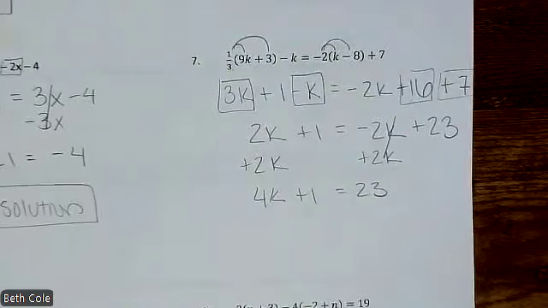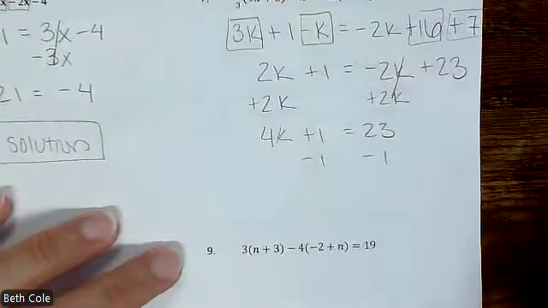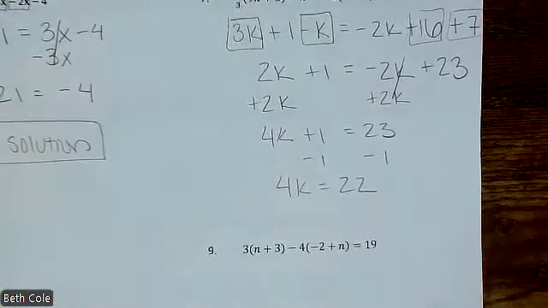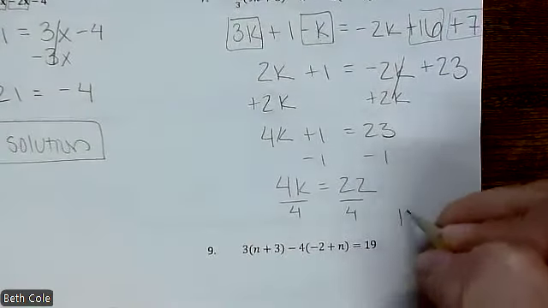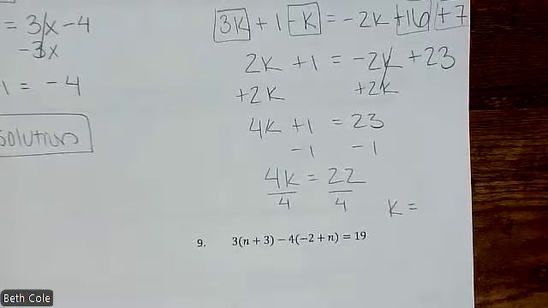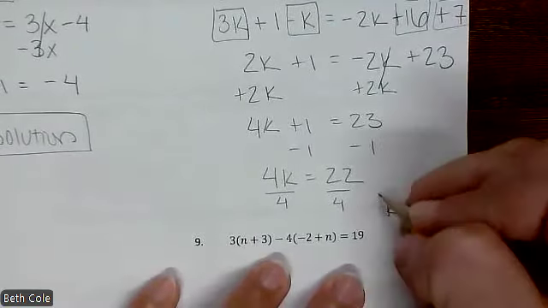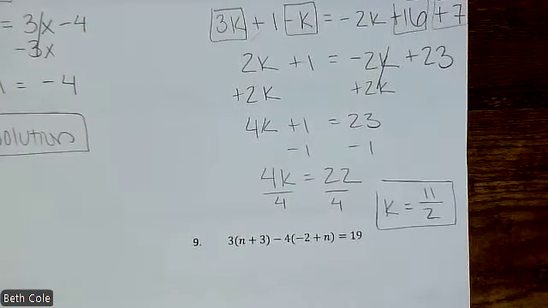And then it feels like you're almost there. We got 2 more steps. What's next? Minus 1. So 4k equals 22. And then divide by 4. Now you could put it in the calculator, but 22/4 will reduce. They will both divide by 2. So 11/2. Good job. Is it okay to end up with a fraction answer? Yeah, it just comes out to whatever it comes out to. That's fine.